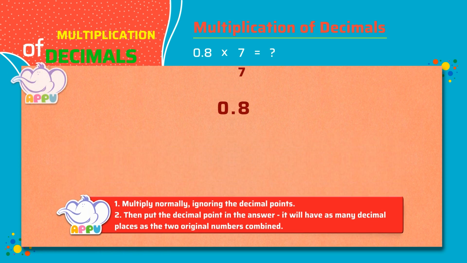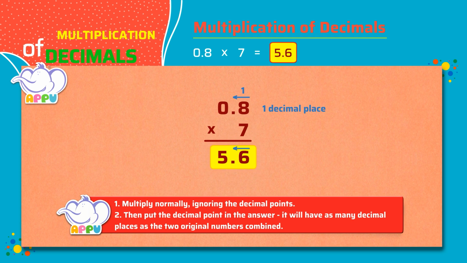Let's first multiply the numbers. 8 times 7 equals 56. Then count the digits after the decimal point. Here it is 1. We place the decimal point after one digit counting from the right. The answer is 5.6. So 0.8 times 7 equals 5.6.